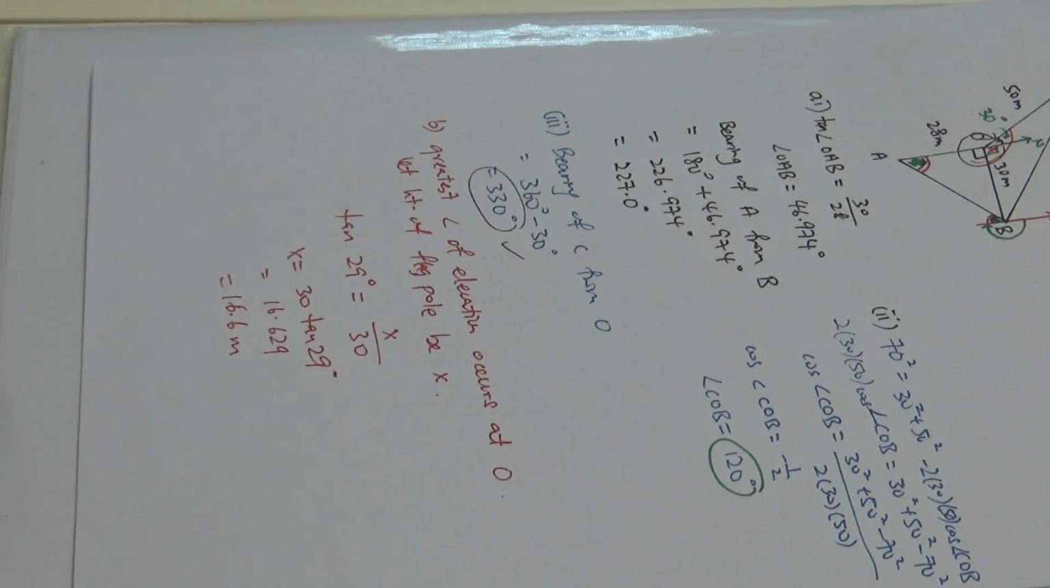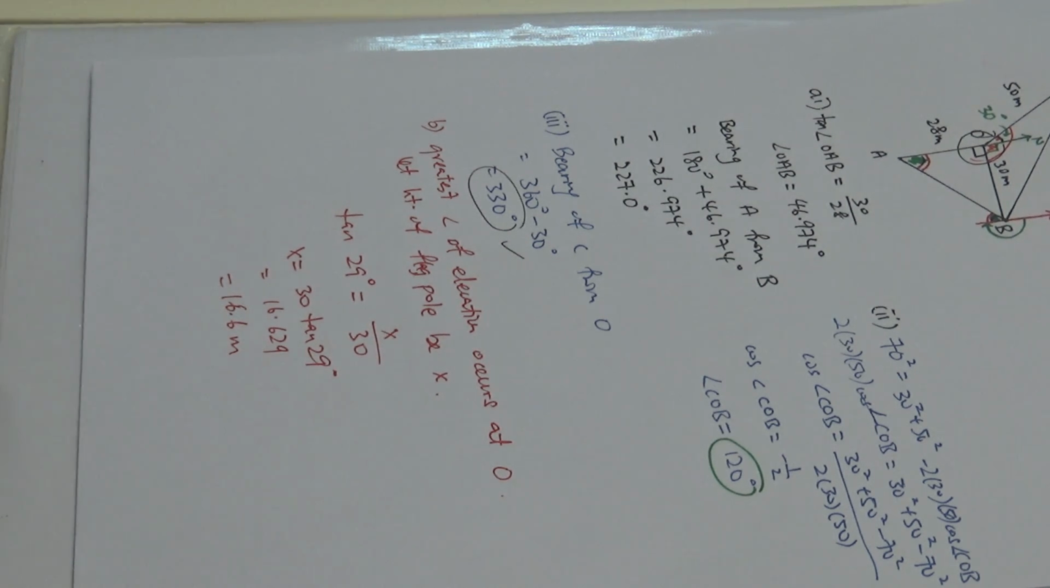Now, the last part. A vertical flagpole stands at the point B such that the angles of elevation from O, A, and C are measured. Given that the greatest of these 3 angles of elevation is 29 degrees, calculate the height of the flagpole.